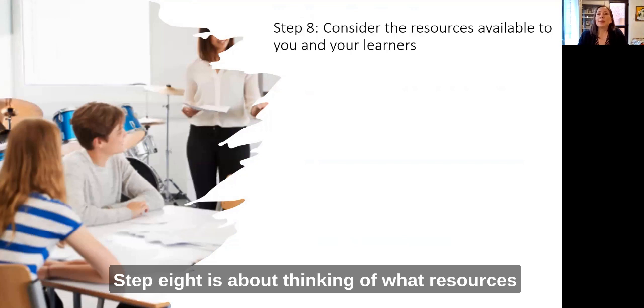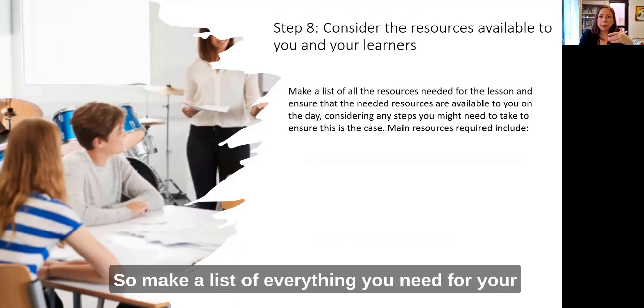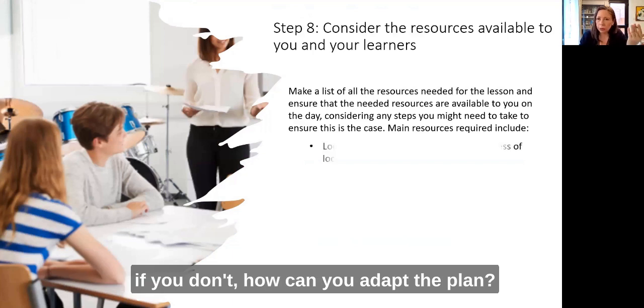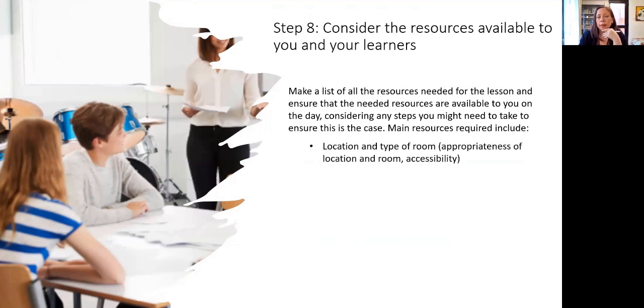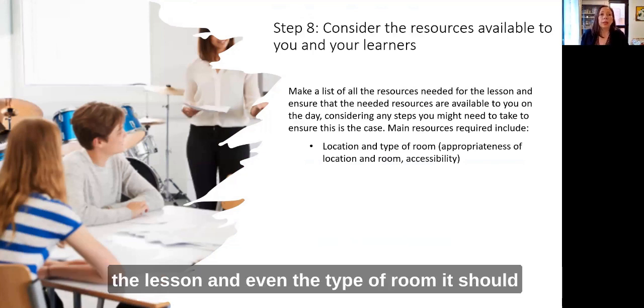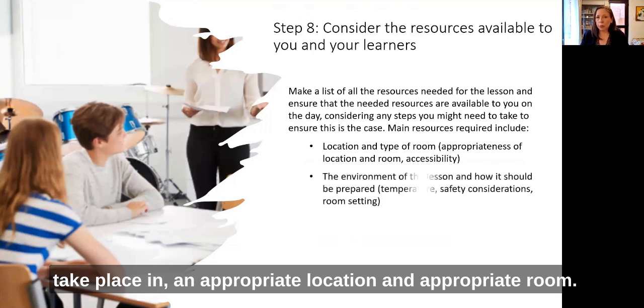Step 8 is about thinking of what resources are available to you and your learners. So make a list of everything you need for your lesson and consider if you have them or not. And if you don't, how can you adapt the plan? Things to do with resources include even the location of the lesson and even the type of room. It should take place in an appropriate location and appropriate room.